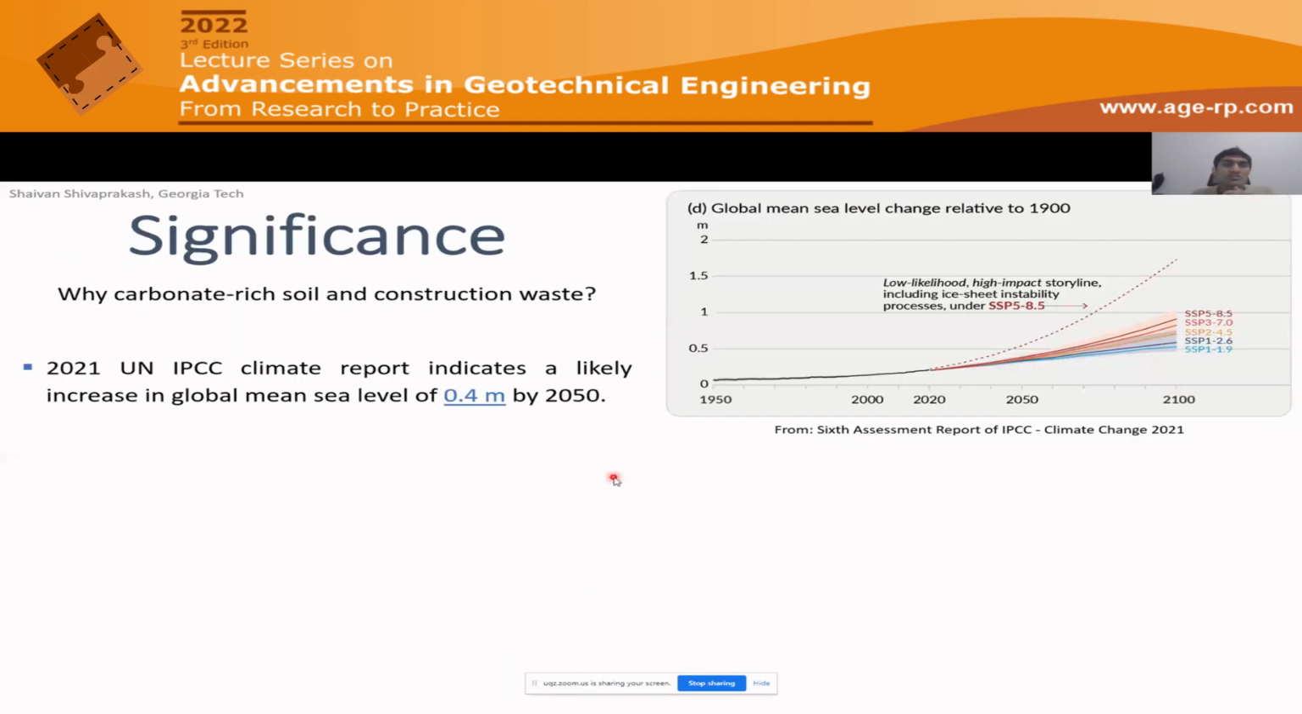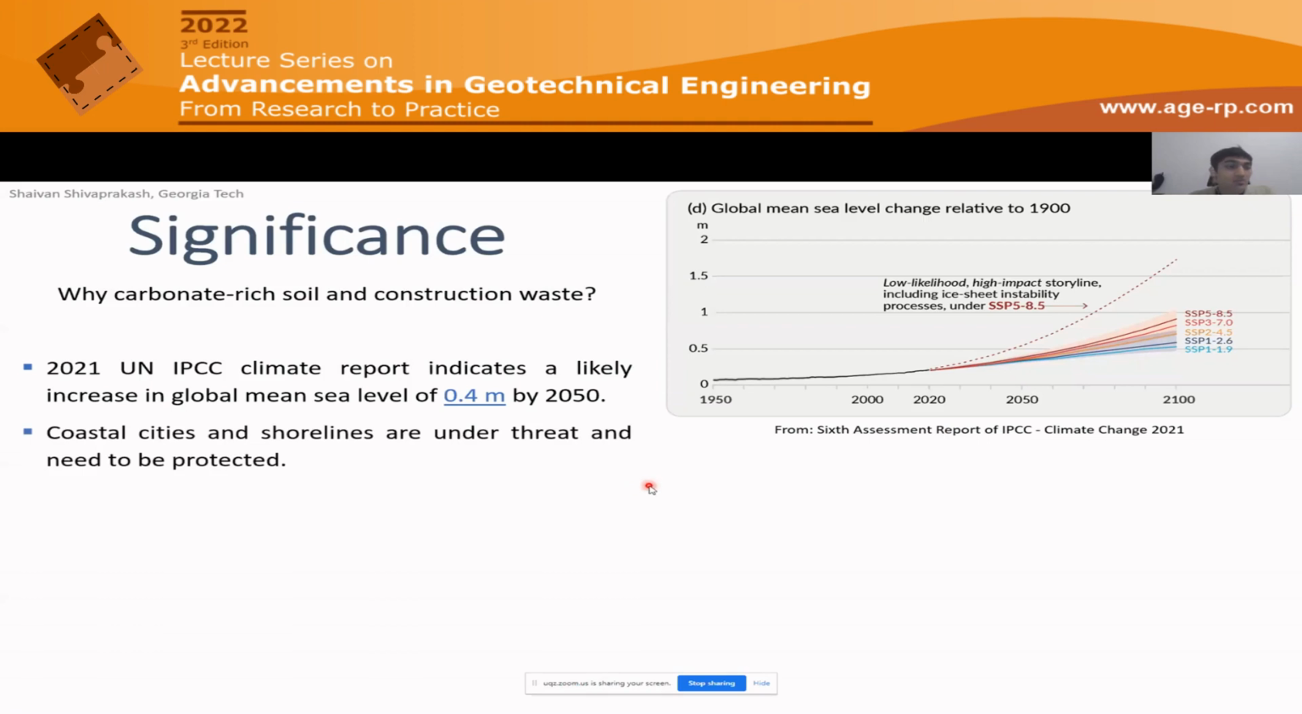Okay, so what is the significance of our research? Why did we choose carbonate-rich soil and construction waste? In 2021, the UN IPCC climate report was released, and they indicated that there is a likely increase in global mean sea level of 0.4 meters by 2050. If we observe this figure, all the models almost predict the same amount, 0.4 meters.